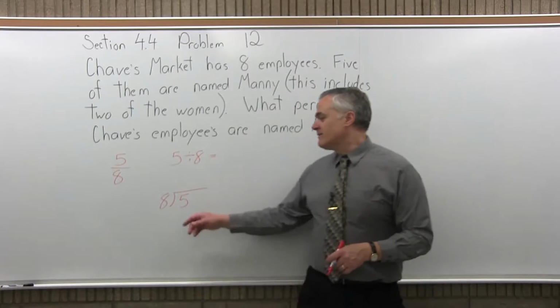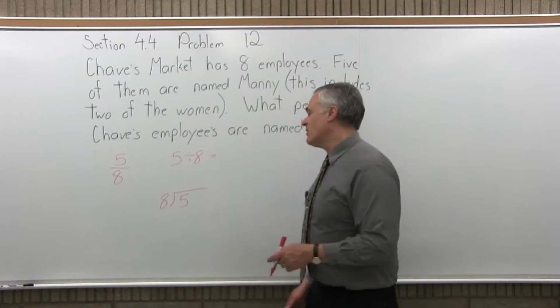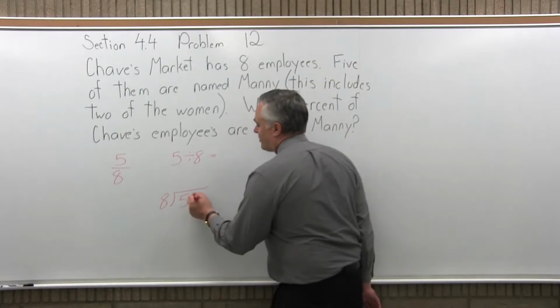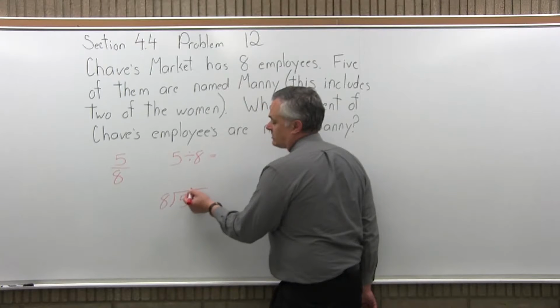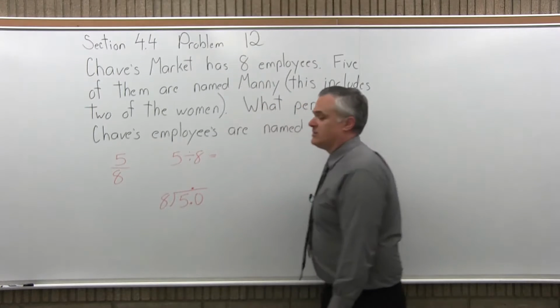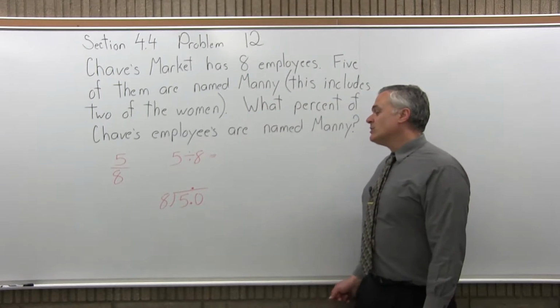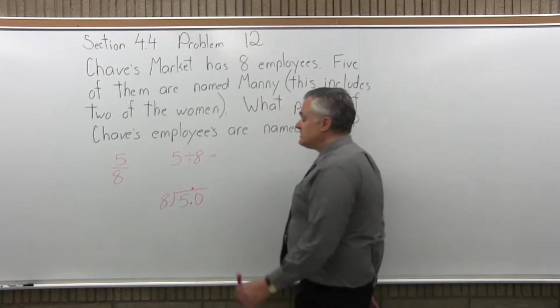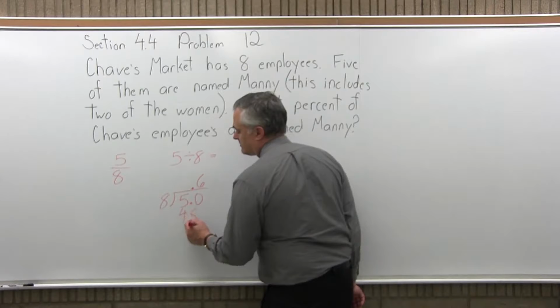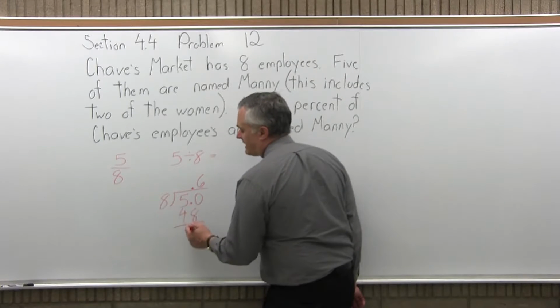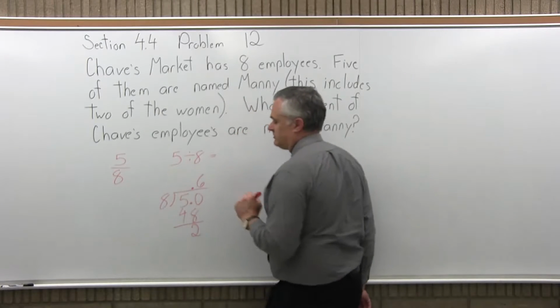Now 8 won't divide into 5 because 5 is not large enough. So what you do is you write it as 5.0 and treat it as if it's a 50. And that decimal that you've introduced has to come straight up vertically into your answer. So now 8 will divide into 50 how many times? Well, 6. 6 times 8 is 48. 50 minus 48 is 2.